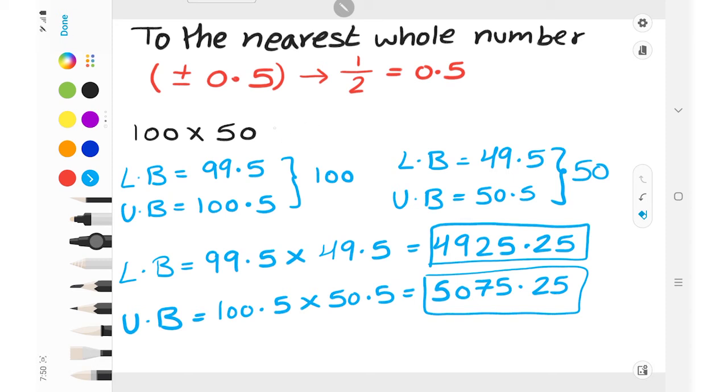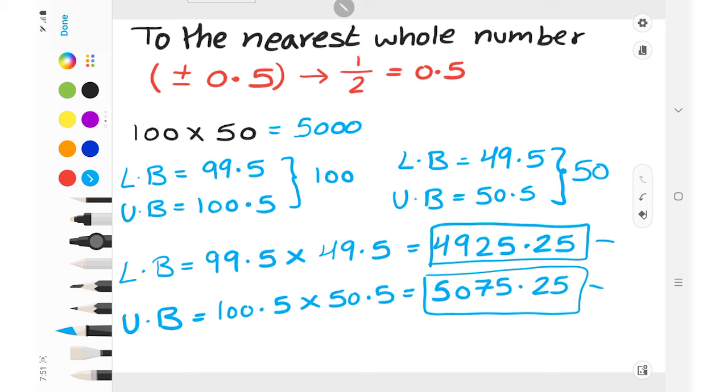I'm sorry, 100 multiplied by 50 is 5,000. So if I want to find the upper and lower bound for the 5,000, it will be different from what I found here, so my answer will be wrong. For a calculation, you need to find the lower for the first number, then the upper, and the lower for the second, then you do whatever the question asks.